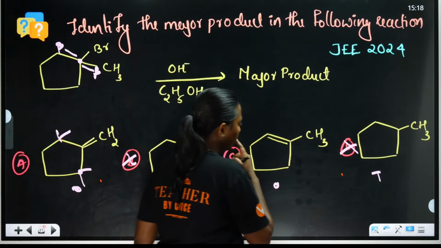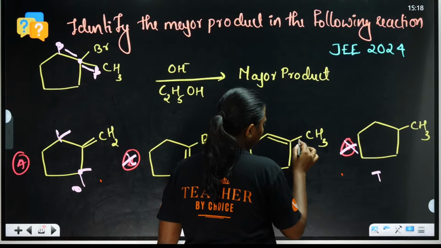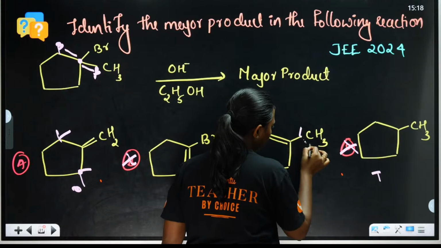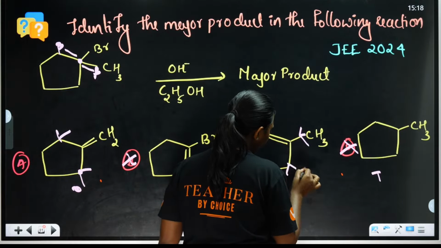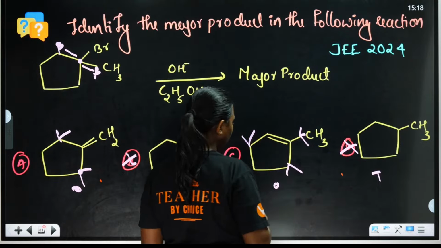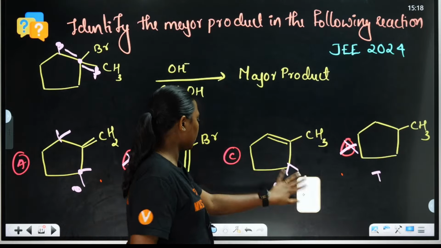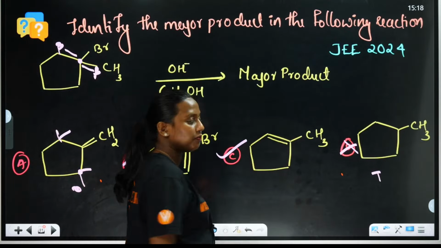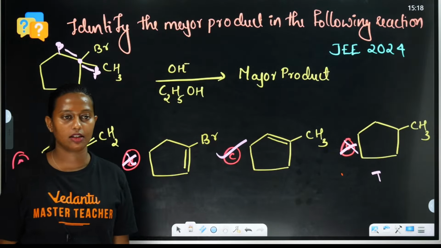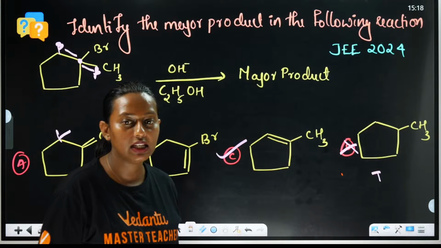So if you consider here this double bond, means here 3 hydrogen, here it is 2 hydrogen, and here it is 2 hydrogen. So 2 5 6 7. So the correct answer is option C only. C is the correct answer. Clear?